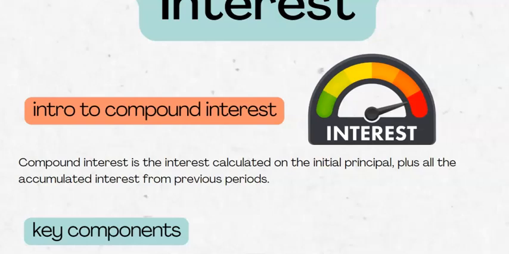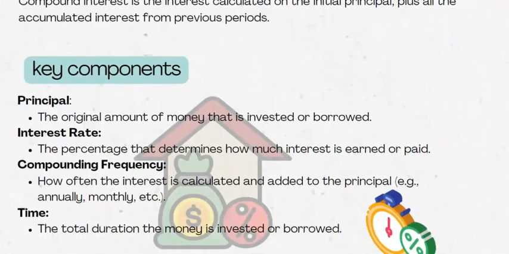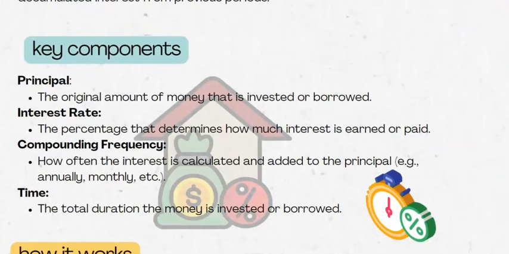Now let's break down the key components of compound interest. The first is the principal. This is the original amount of money that you invest or borrow. So it's the same thing that we learned last week, and you can think of it as your starting point.